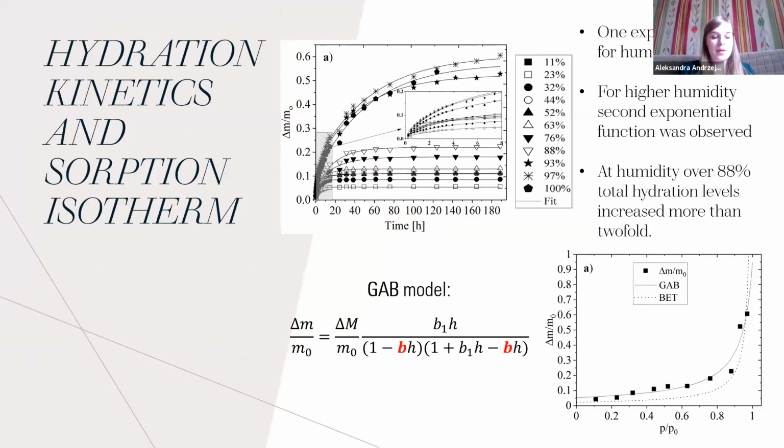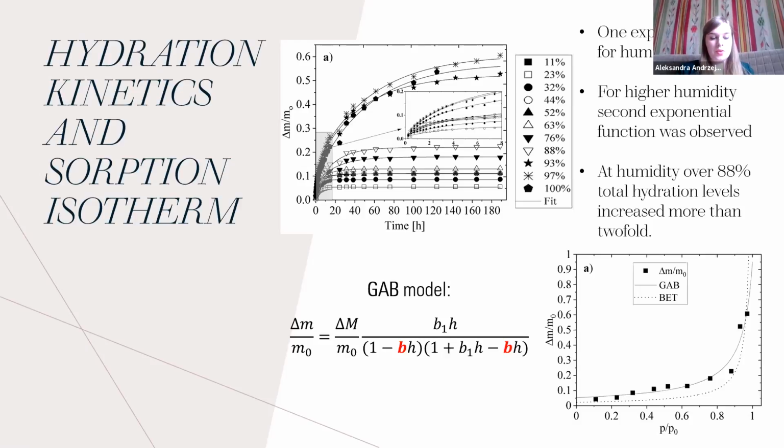To perform this experiment, we used desiccators with different relative humidities and observed mass growth. Then, one exponential function for humidity up to 32% and two for higher humidity were fitted. At humidity over 88%, total hydration levels increased more than twofold. Total saturation hydration levels as a function of relative air humidity were taken to construct the sorption isotherm.